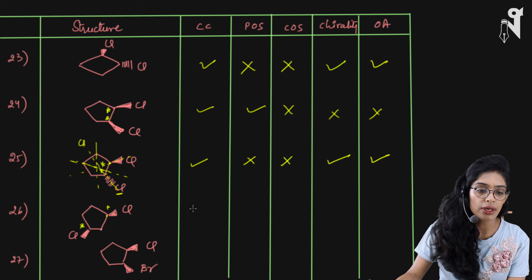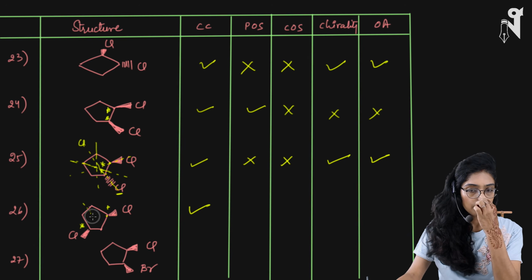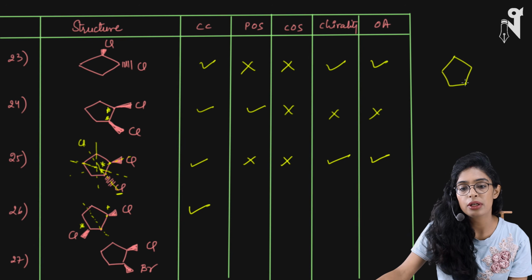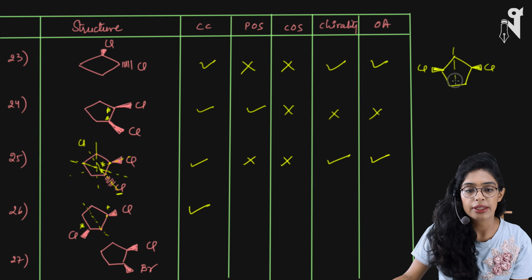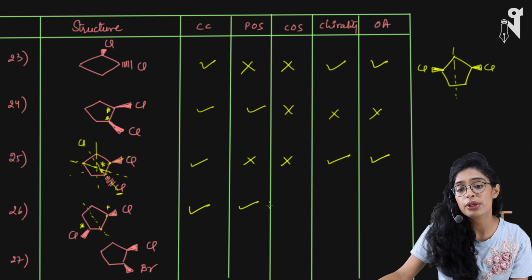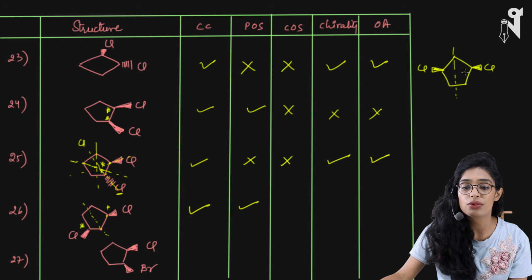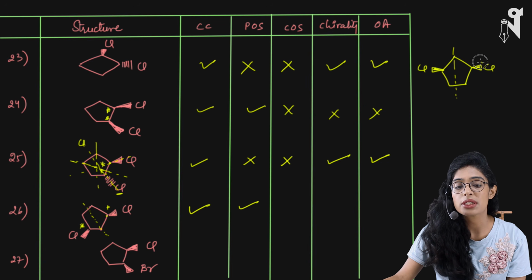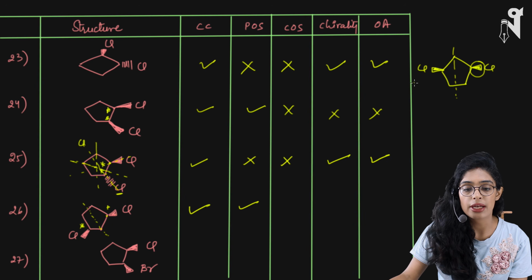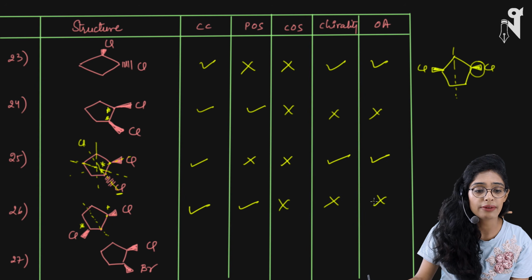Do we have POS? I think we have POS. I have not drawn it properly. This is like this, chlorine here and chlorine here. This is how it is. So if I cut it through this, we will get two equal halves. And yes, it possesses POS. Does it have COS? No. We don't have chlorine in the equal and opposite direction. For this chlorine also we don't have chlorine in equal and opposite direction. So no COS. Chirality, no. Optical activity, no.